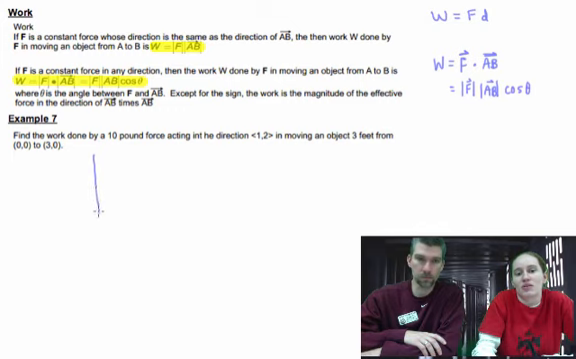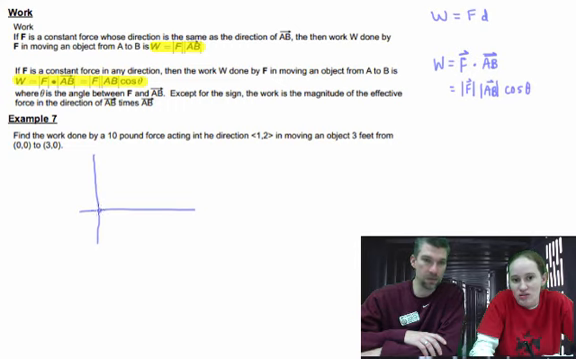So based on the information they told us, we've got this 10-pound item. No, not a 10-pound item, a 10-pound force. We're going from 0 to 3.